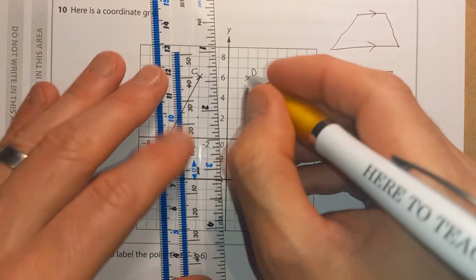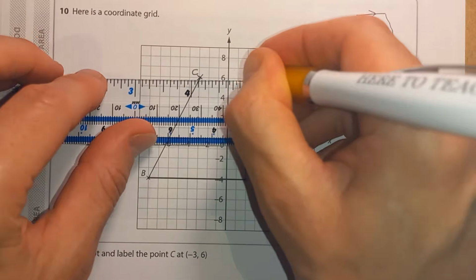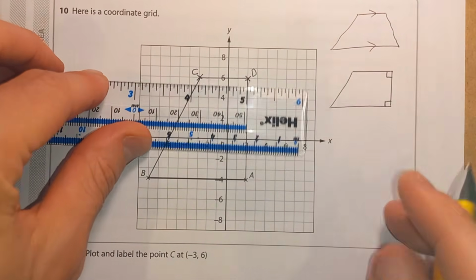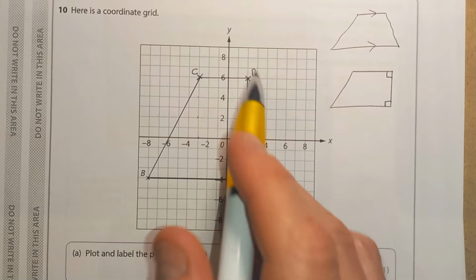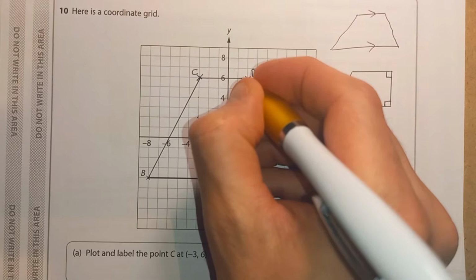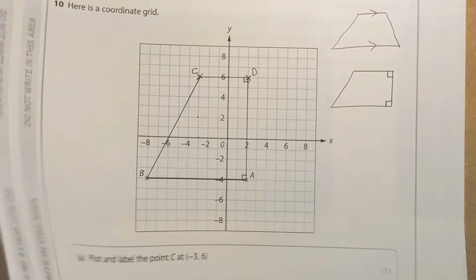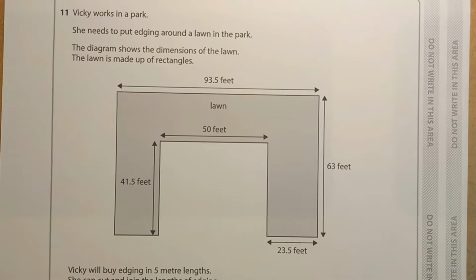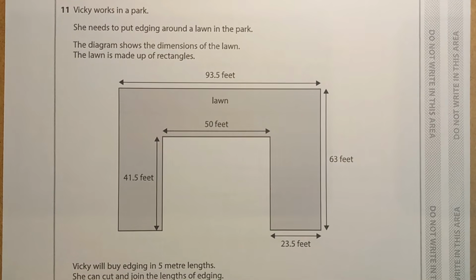Okay. They've not asked us to draw the trapezium, but I'm going to do it anyway. Okay. They just wanted us to label a point D on the grid, which we've done there. And in fact, we can even draw in our two right angles there. Let's have this up a little bit. There you go.